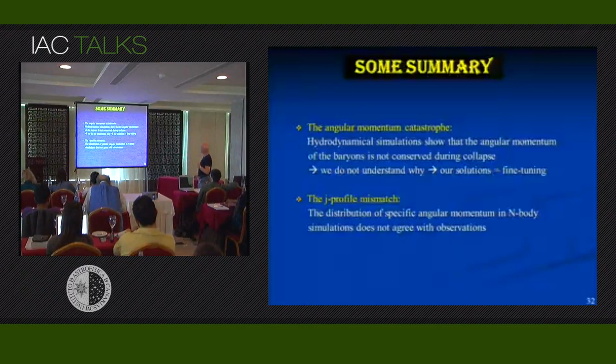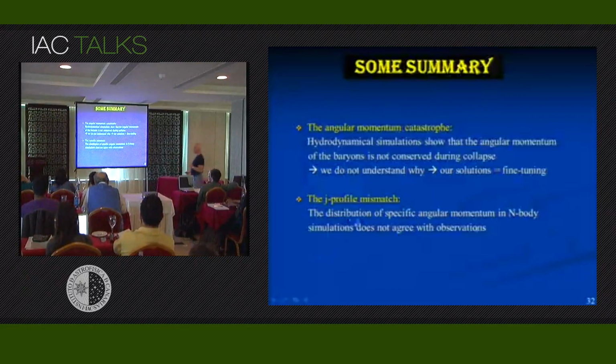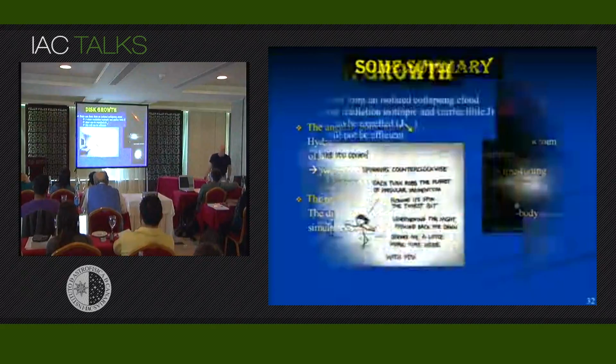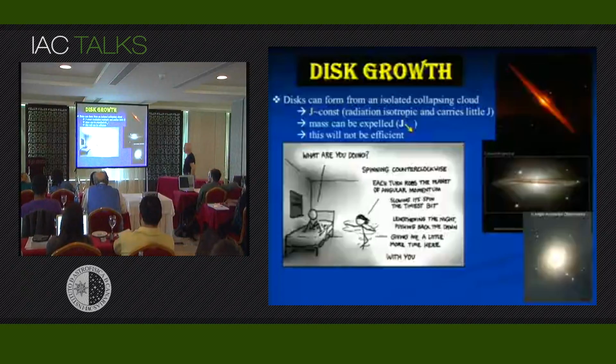So, some summary. The angular momentum catastrophe: hydro simulations show that the angular momentum of baryons is not conserved during the collapse. We don't understand why, and all the solutions proposed so far are more like fine-tuning. And then there is the angular momentum profile mismatch, in that the distributions are quite different.